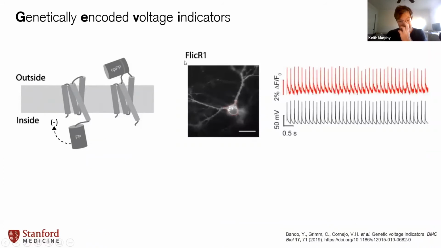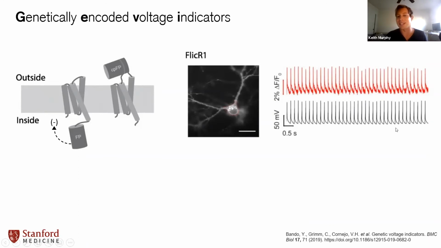So here you can see the FlicR1 voltage indicator. And on top, you're looking at fluorescence changes as a neuron is spiking over time. So it's a fast spiking neuron. I don't know which type of neuron exactly. And at the same time, they recorded the millivoltage with patch clamp or sharp electrophysiology in this neuron. And you can see that the signals are very reliable and highly correlated.